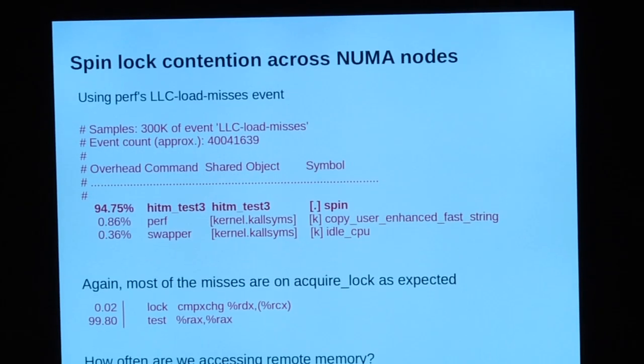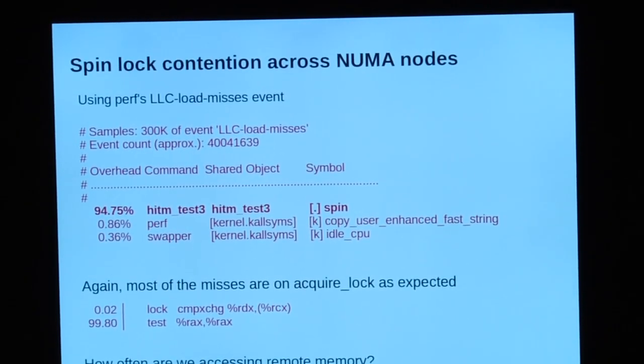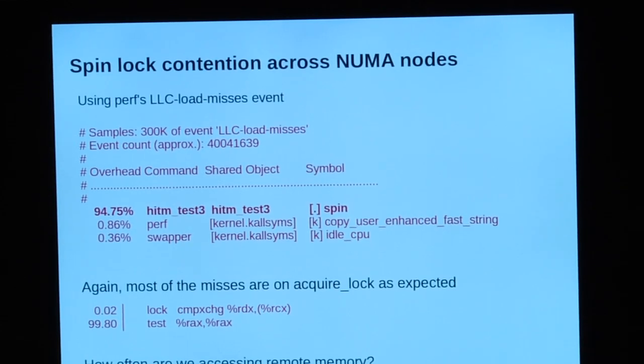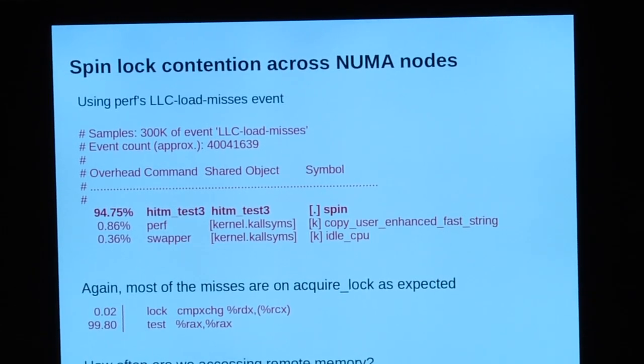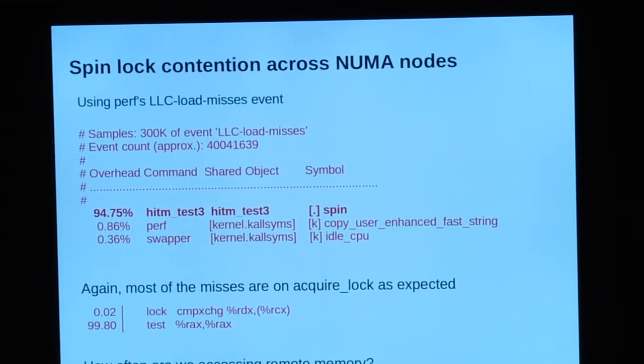So the question is, where is it going? Why is it missing the last level cache? How can we learn something? How can we figure this out?